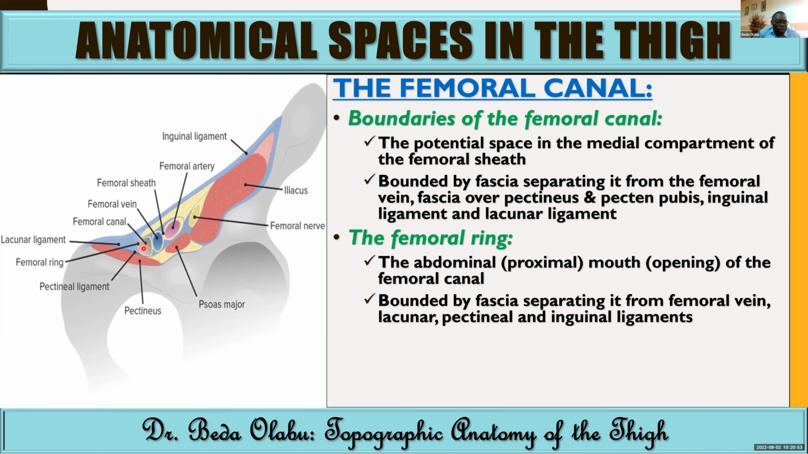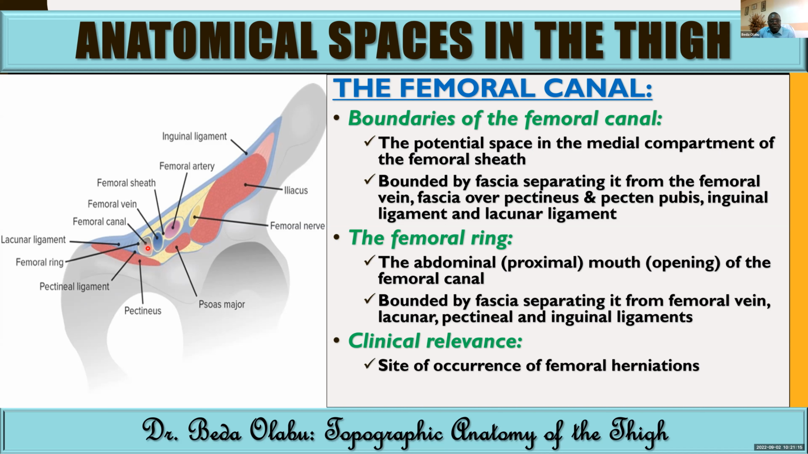This is the mouth now, so we'll expect the inguinal ligament to be there, lacunar ligament to be there, and the extension of this one is the pectineal ligament there. Those are the boundaries of the ring, which is the proximal mouth of the canal. The importance of knowing those bounds is clinical: this ring is the site of occurrence of femoral herniations. So at this point, then we can define what's a hernia.